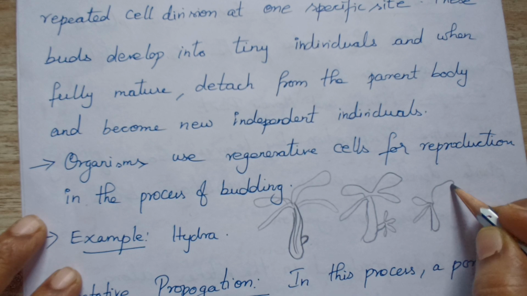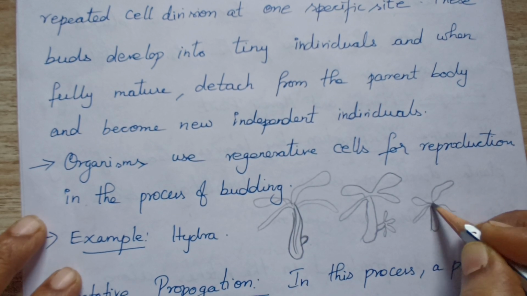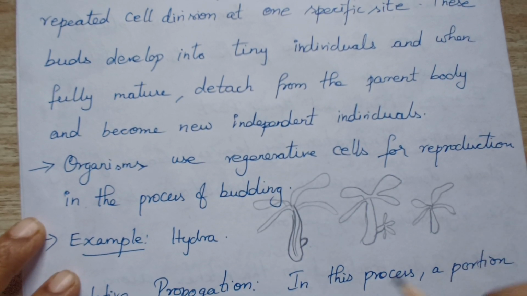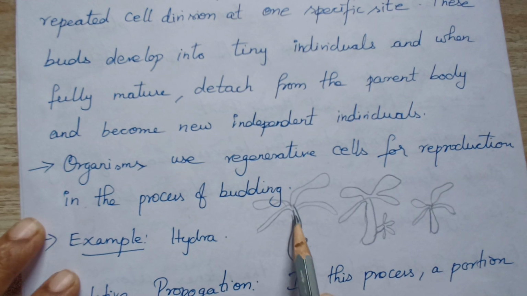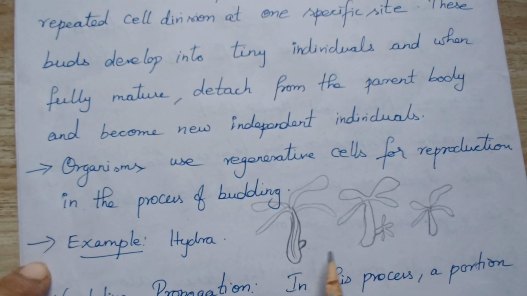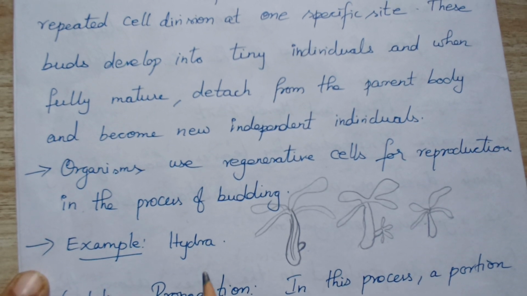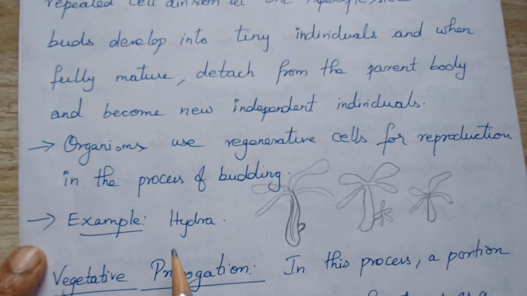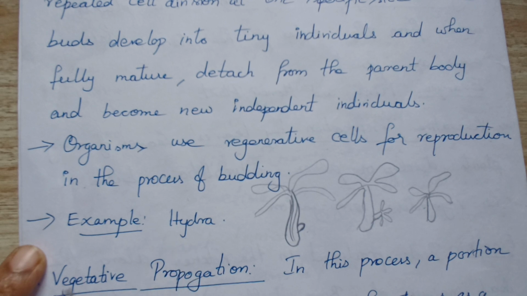So I have drawn it differently, but it looks similar because it is formed from the same DNA copy, right? It is from the same single parent. Okay, so it looks like the parent cell. Okay, the example is a hydra. Budding takes place in hydra, this budding type of reproduction.